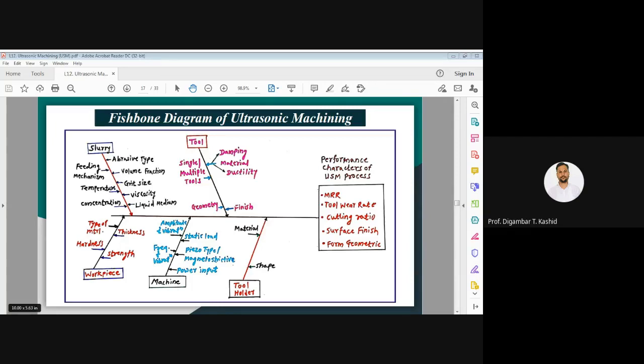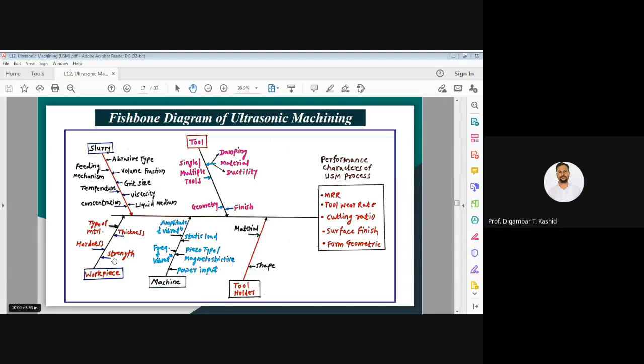Because of that only I have written here, you can see the arrow I have given. Hardness, and you can see the strength, and the thickness also, what is the thickness of the workpiece, and what is the strength of the workpiece material. So that I have written. So this was about the workpiece.